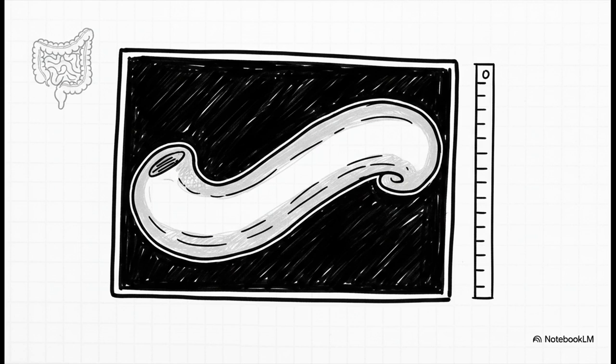You'll also see this thing called loss of haustration, where the normal folds of the colon disappear, making it look like a big, smooth, featureless pipe. Seeing multiple air fluid levels is another classic sign that tells you the bowel is paralyzed and dysfunctional.